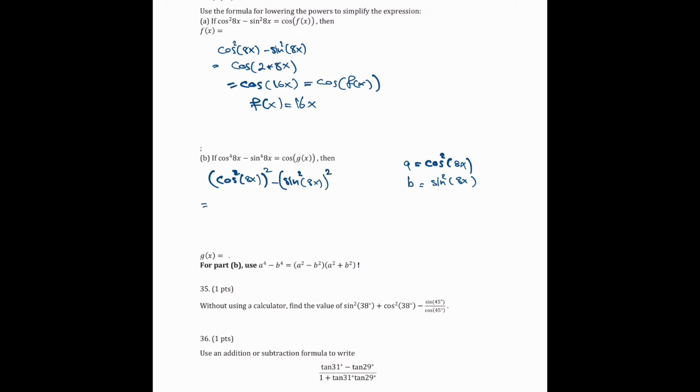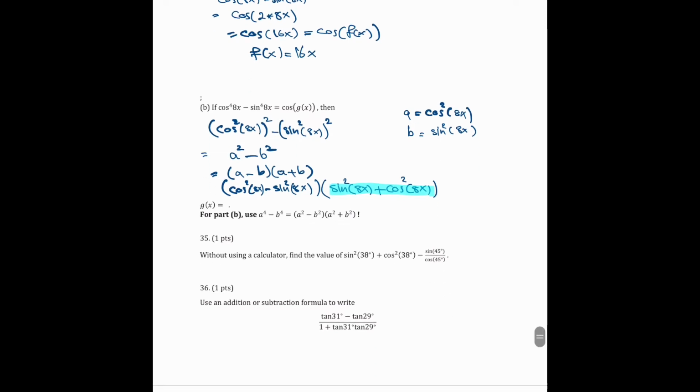Now, this is equal to a square minus b square. So this is a difference between two squares, which can be written as a minus b times a plus b. Let me put cosine and sine back in. So I will have cosine square 8x minus sine square 8x, times sine square 8x plus cosine square 8x. This expression is equal to 1.